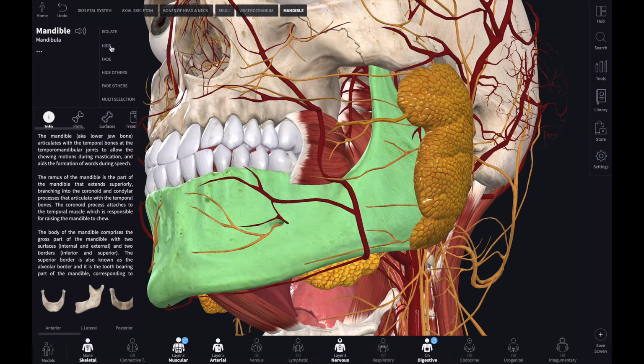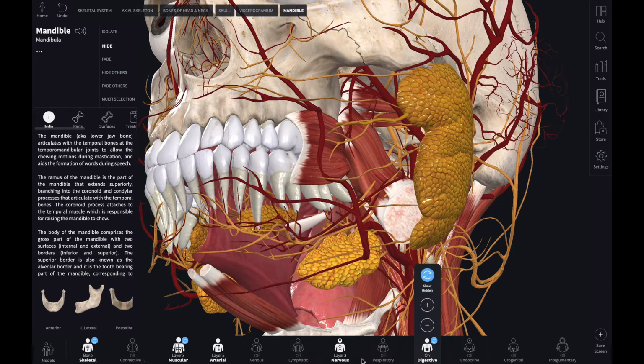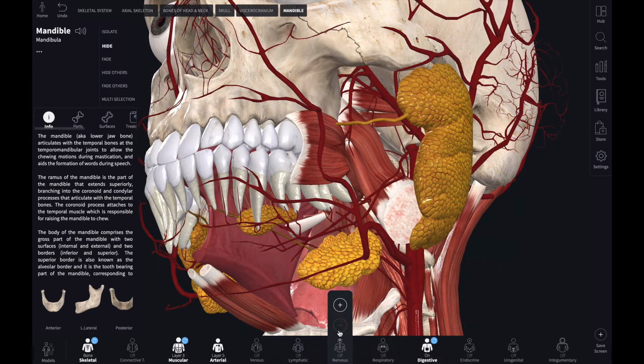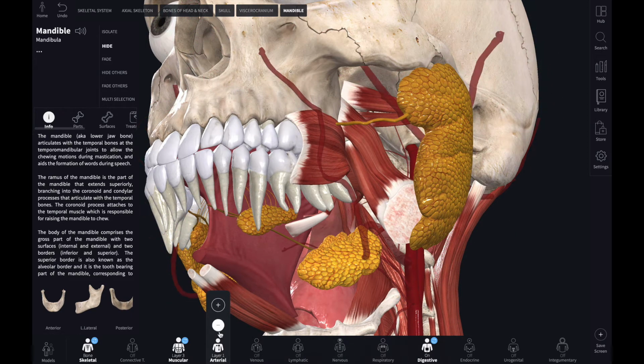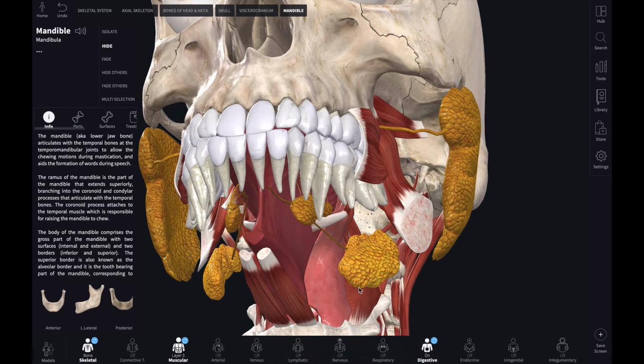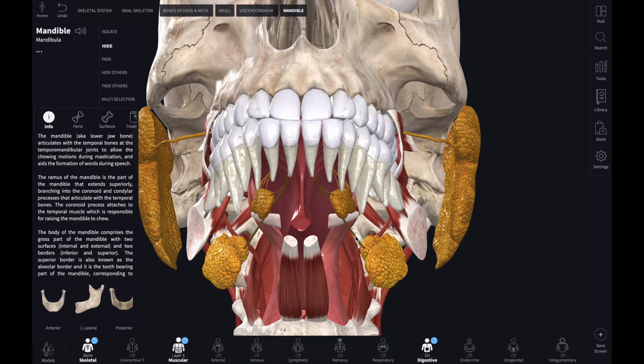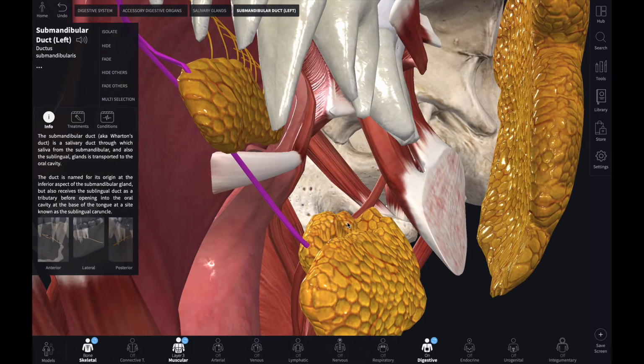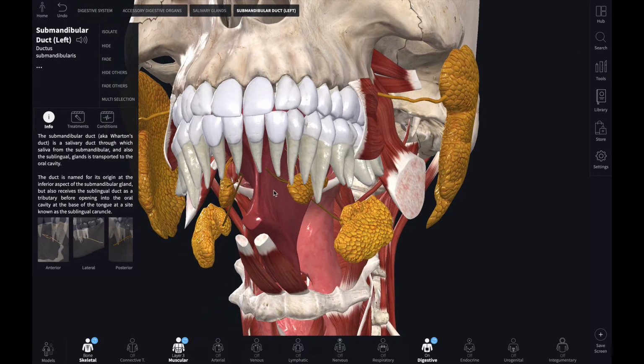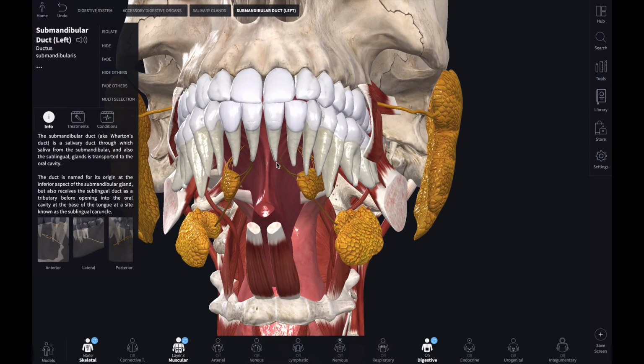So what I will do, I will hide this. I will remove the nerves and also the arteries, because they will confuse you. You see, this is the submandibular gland duct. It's called Wharton's duct, and it opens by the side of the tongue. When you lift the tongue and see this frenulum, by the side you have the opening of the submandibular gland.